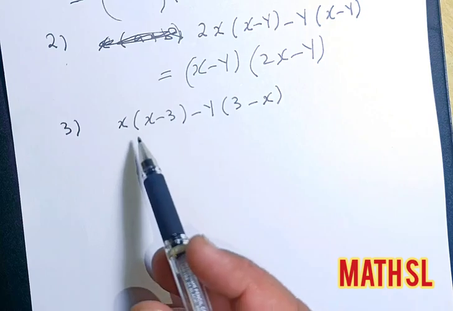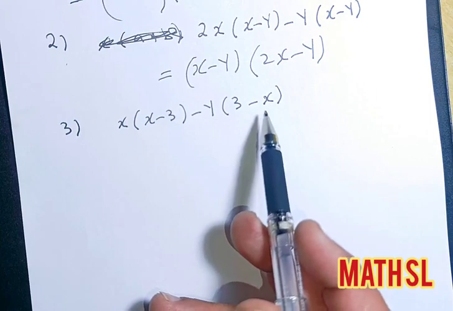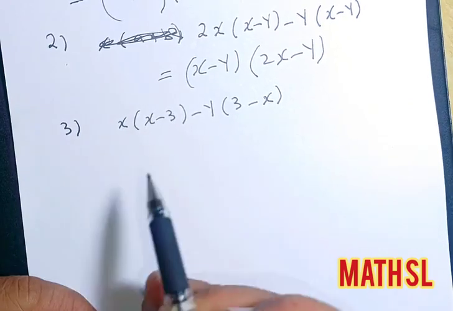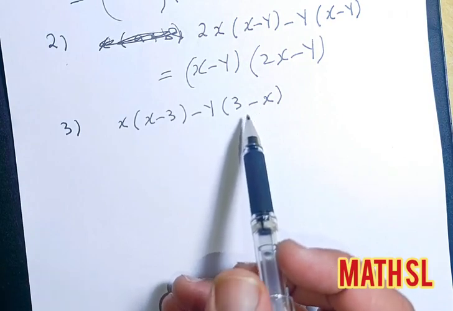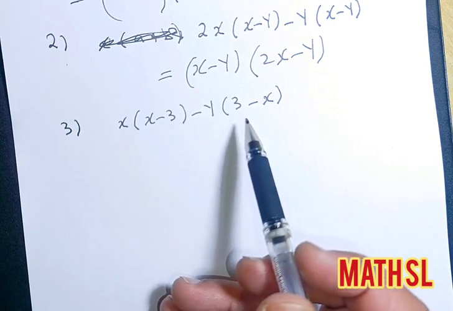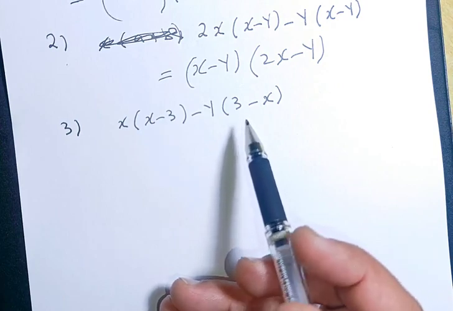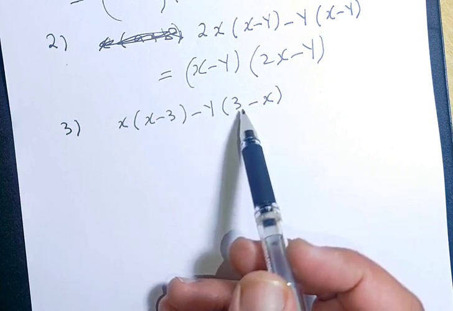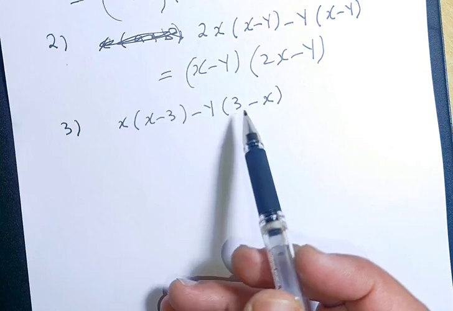Now we have a question: x(x − 3) − y(3 − x). So (x − 3) can also be a common bracket, because I can change this one. That's why this is called the sign change rule. I have to modify it, because if I make it (x − 3), then obviously the negative sign will come out. Have a look how to do it.